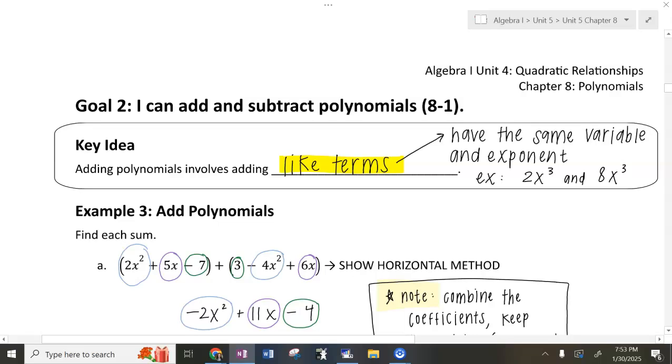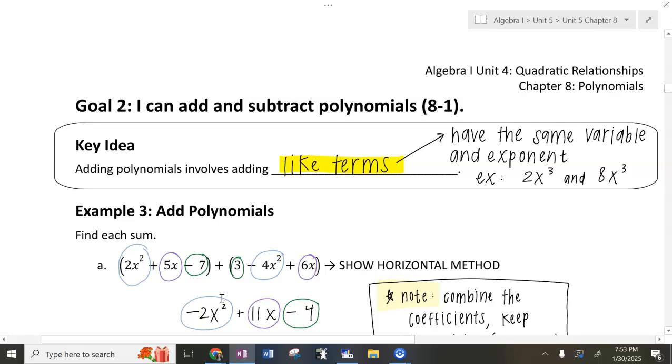So for example, on A, you're looking at the 2x squared and the negative 4x squared. Those two are like terms because they both have x squared in them. So you just look at the numbers in the front. So you think 2 minus 4 makes negative 2. So that's your new answer for that variable. It's now negative 2x squared. You keep the variable and the exponent the same, you just combine the coefficients.